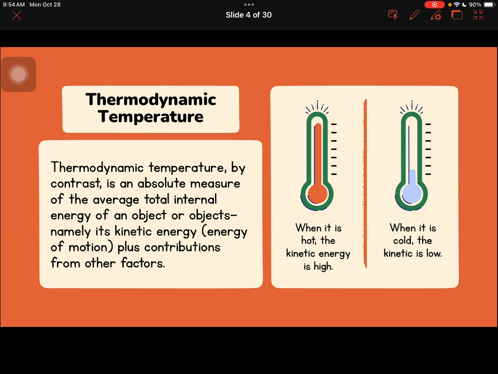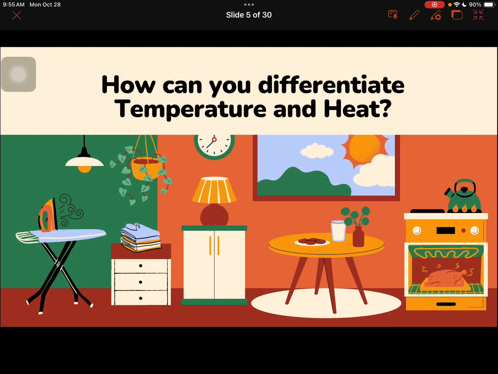So in thermodynamics, on your previous lesson, we define temperature as the kinetic energy or the energy in motion or the movement of the particles within a system or body. So we are all aware na pag mas mataas ang temperature, mas mataas si kinetic energy o mas mabilis ang movement ng mga particles within that body or system. While when it is cold, the kinetic energy is low. So pag malamig po, mabagal po ang paggalaw ng ating mga particles sa loob ng system or body. So now, I hope na hindi na po tayo nalilito dito.